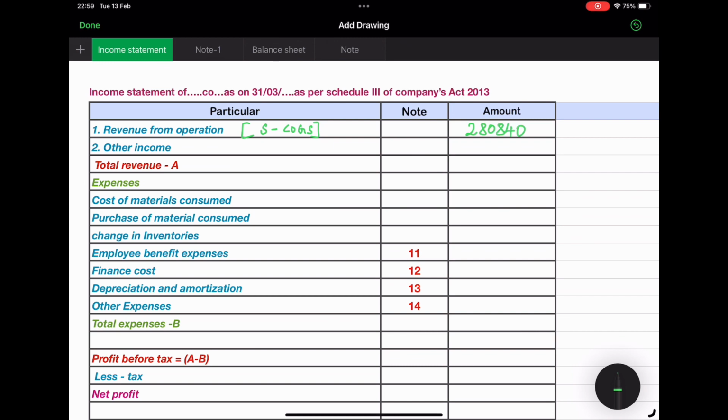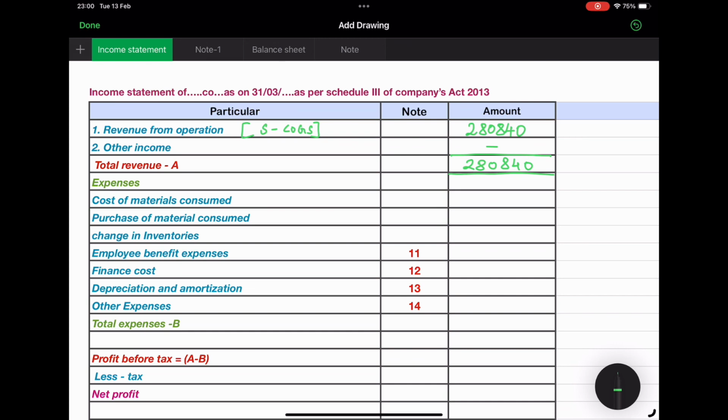2,80,840. Okay. Other incomes, do we have any incomes like rent received, discount received, anything? No, we don't have anything, so we can write it as nil. So total revenue, that is total A, is 2,80,840, and this is the subtotal A.